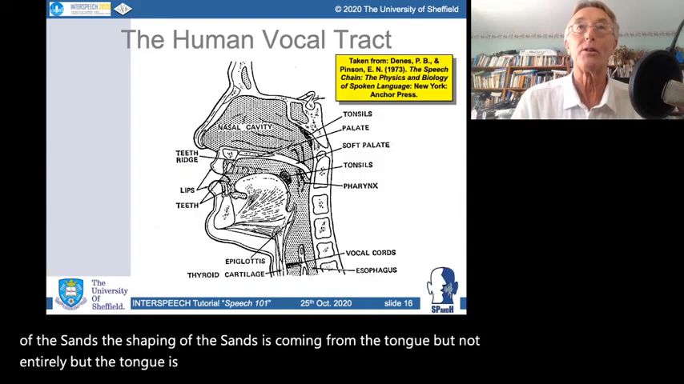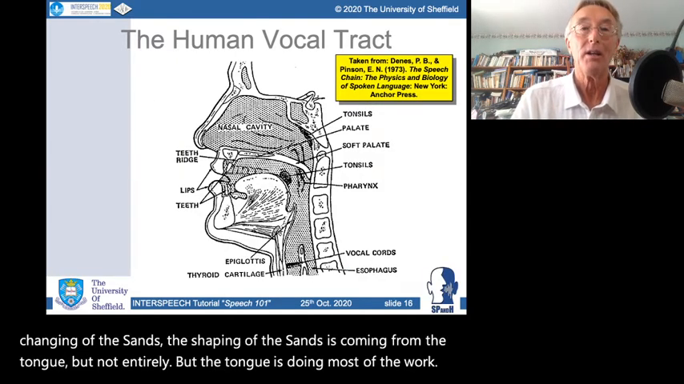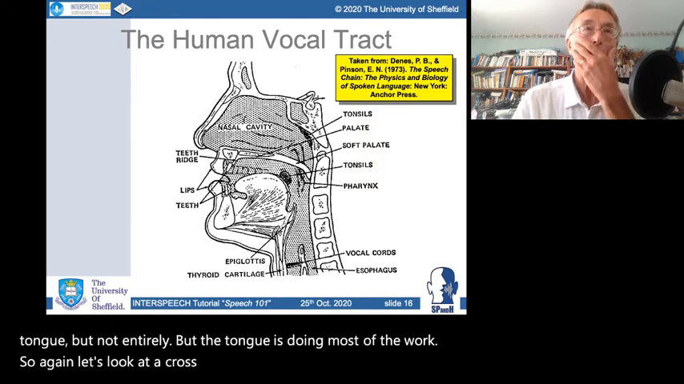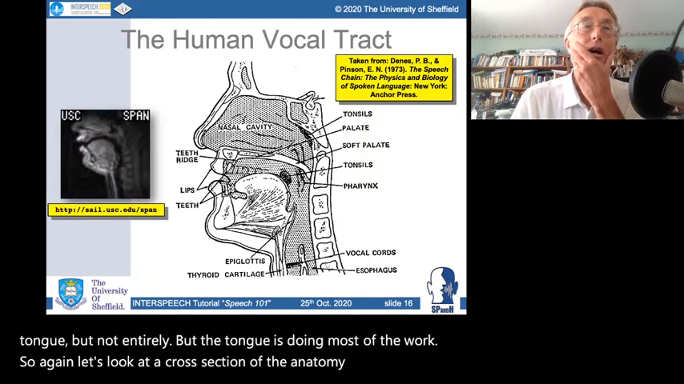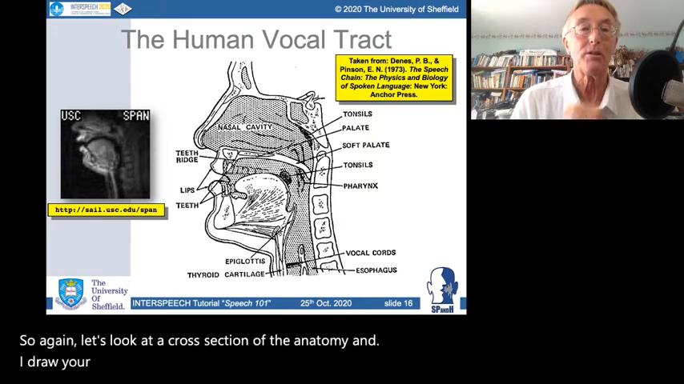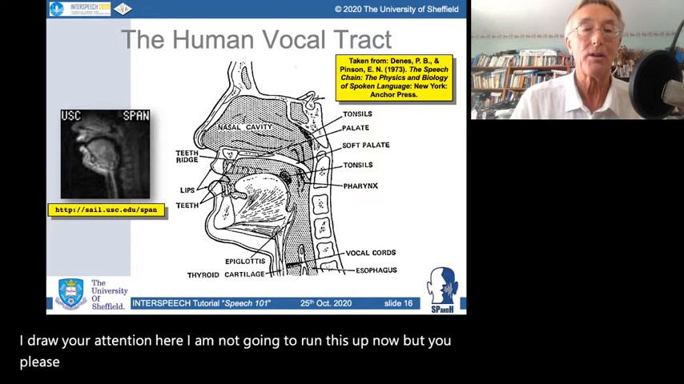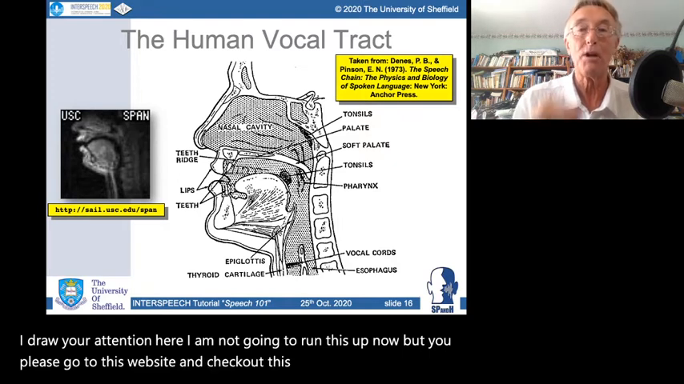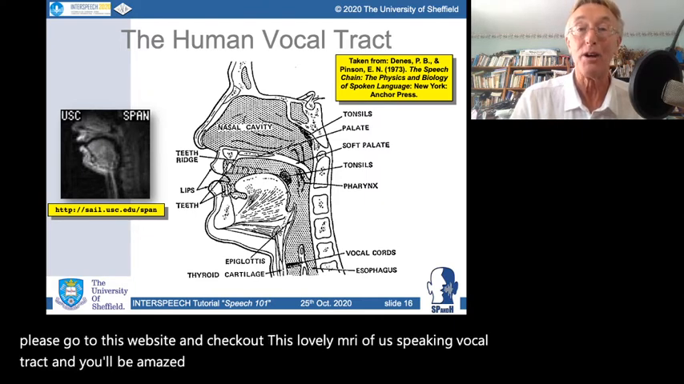So again, let's look at a cross-section of the anatomy. And I draw your attention here. I'm not going to run this now, but please go to this website and check out this lovely MRI of a speaking vocal tract, and you'll be amazed at the activity that you can see in real time in that video. It's really fantastic to see.